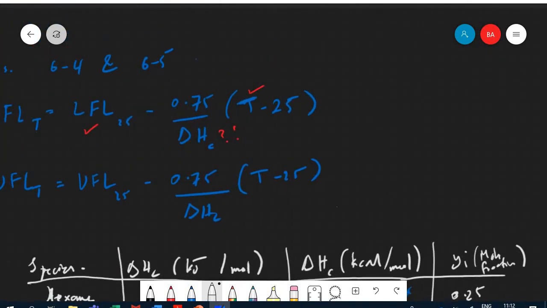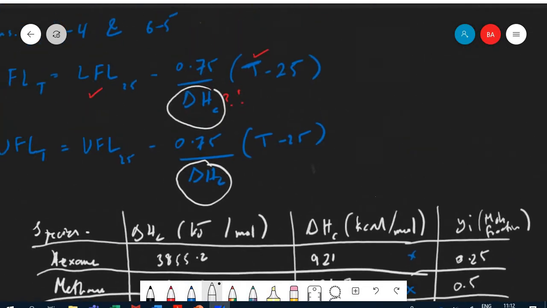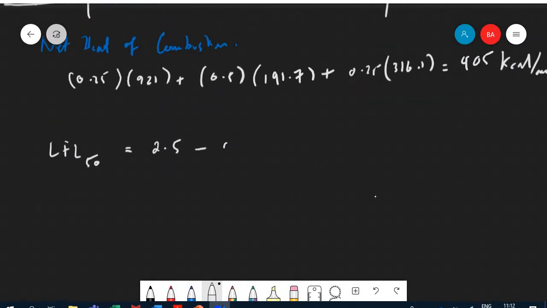So what I need to do now is substitute here. We already have all the other information, and we are going to get our answer. So substituting, we will have LFL at 50 degrees centigrade. LFL at 50 degrees centigrade is equal to LFL at 25 degrees, which was 2.5%, minus, I forgot the equation, by the way, minus 0.75 into T. T here is 50 minus 25, over the net heat of combustion, which was 405 kilocalories.